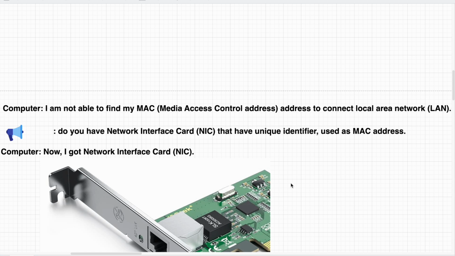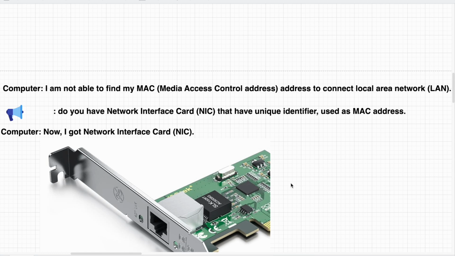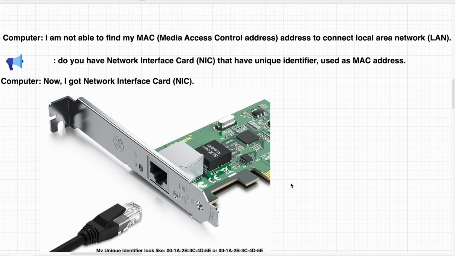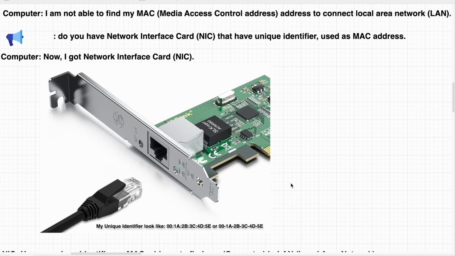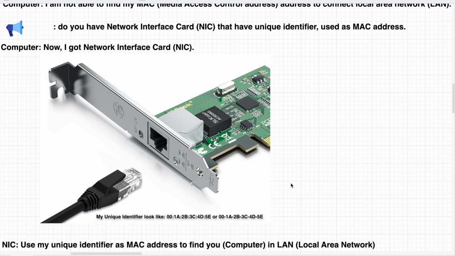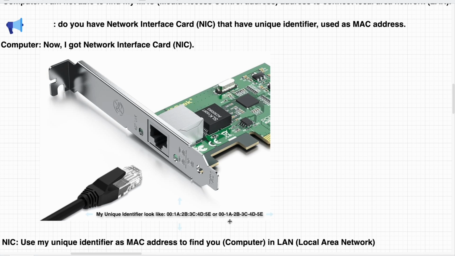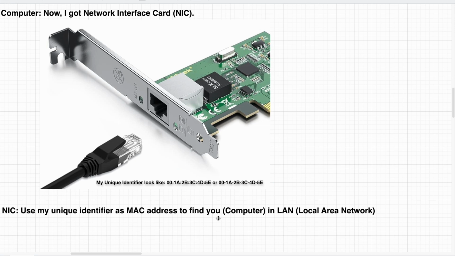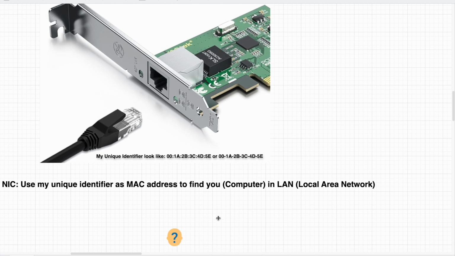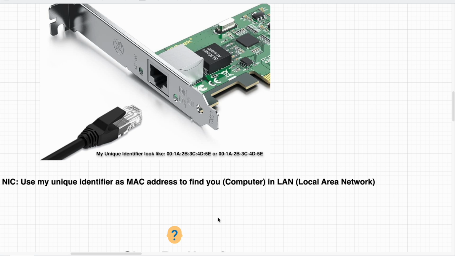Then the computer says, now I've got the network interface card, NIC. The interface card has a unique identifier code that's used to identify the computer on the network, and that is called the MAC address. The address looks like this. Okay, then the NIC is saying, use my unique identifier as a MAC address to find you in the LAN, local area network.